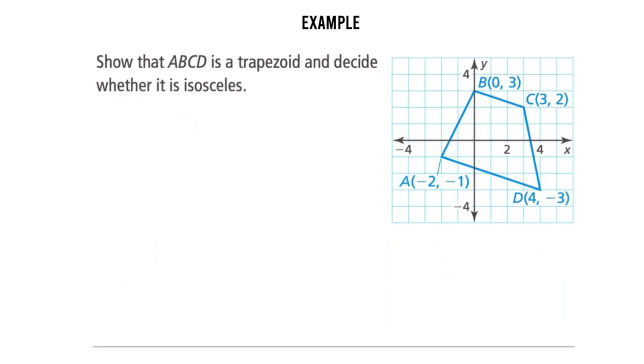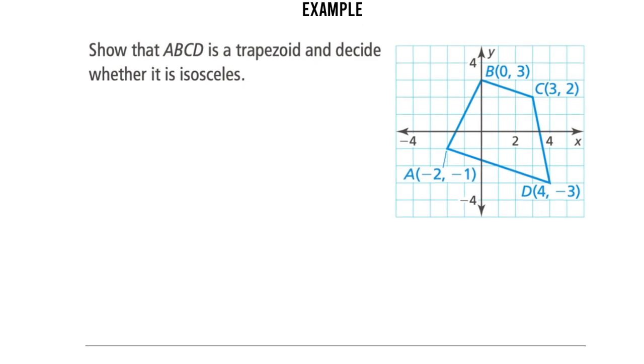It says, show that ABCD is a trapezoid and then decide whether it's isosceles. So just like I said, to show it's a trapezoid, we need to show that this pair of sides have the same slope, and then that these other two sides do not have the same slope. All right, so just like we've been practicing, we're going to plug our numbers into the slope formula. So let's start with BC.